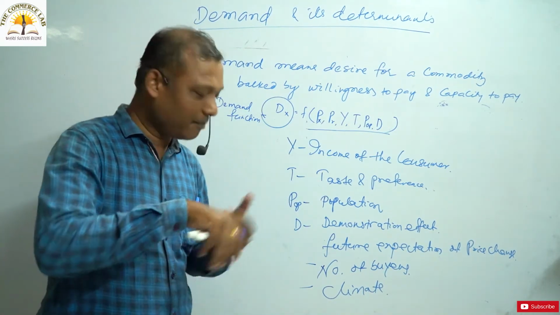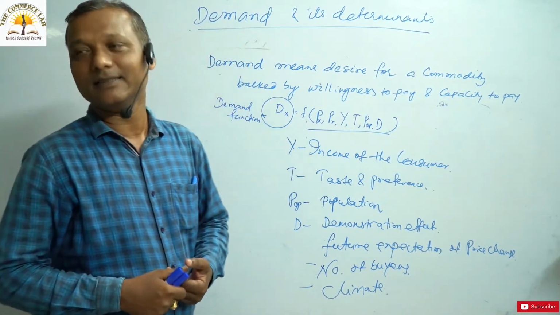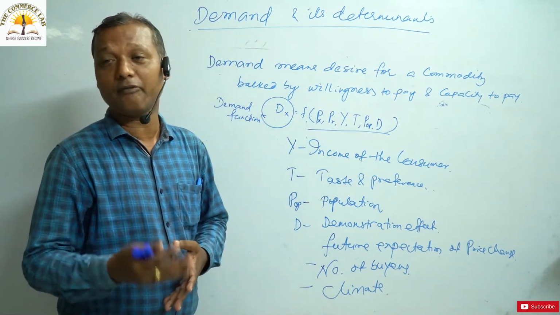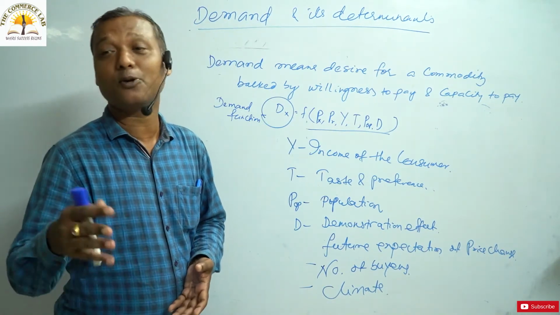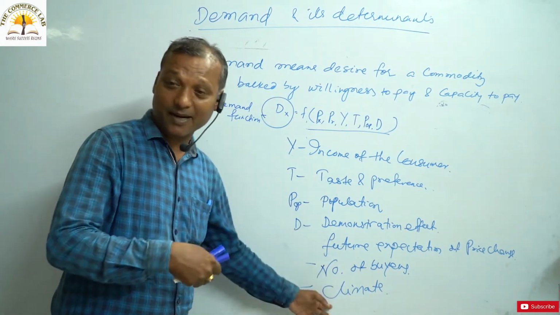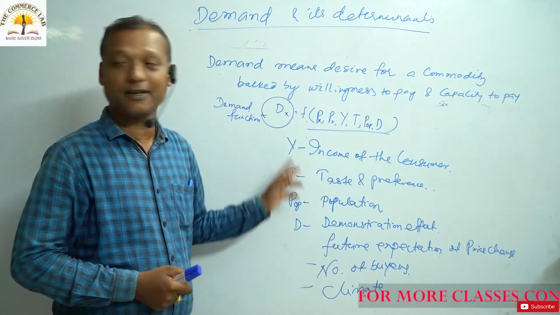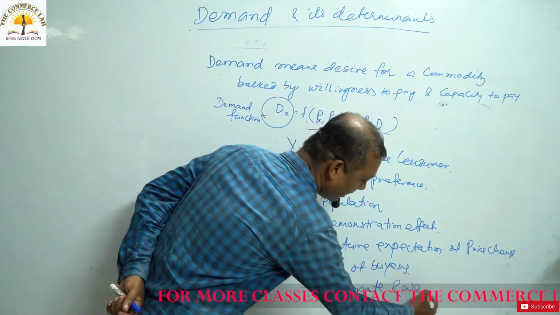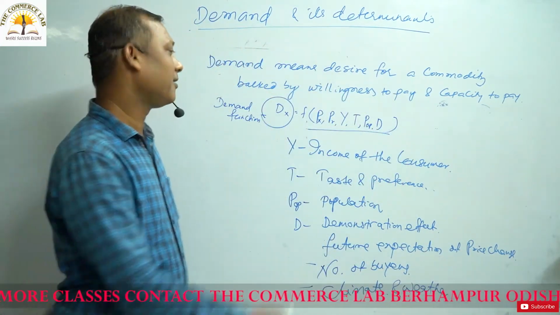When the season changes from summer to winter, then in winter you would like to have more hot drinks like coffee and tea, and you would like to have woolen garments in place of cotton garments. So this change in time, this change in climate, also determines your consumption pattern, that also determines your demand of the commodity. So you can say climate and weather also determine your level of demand.